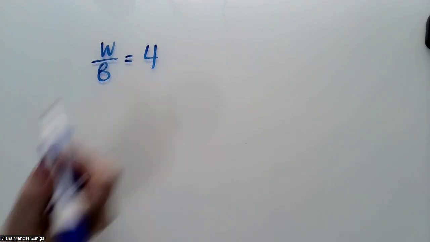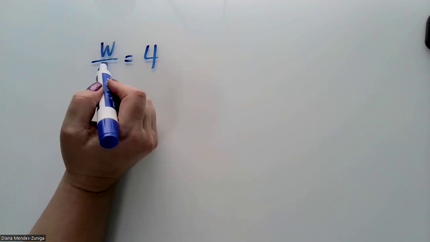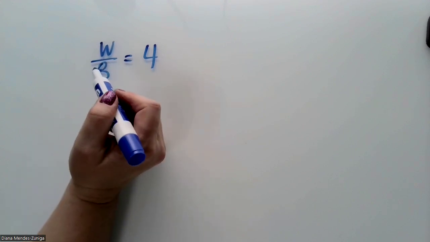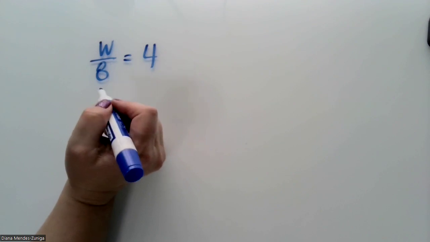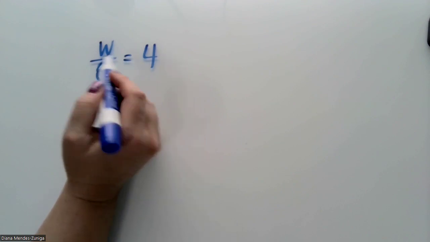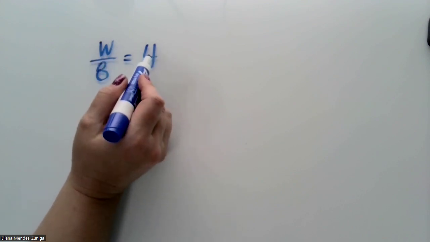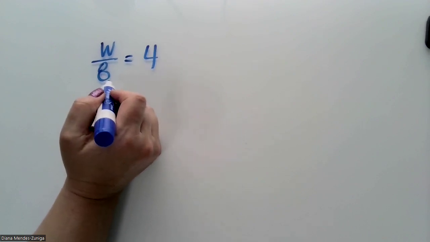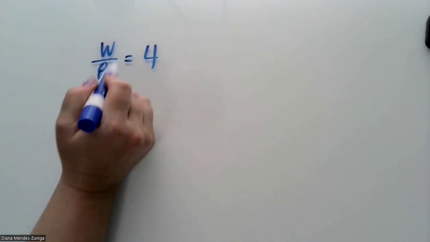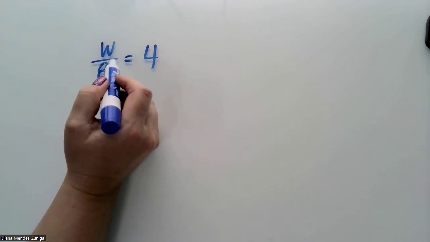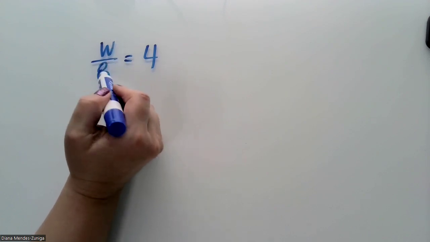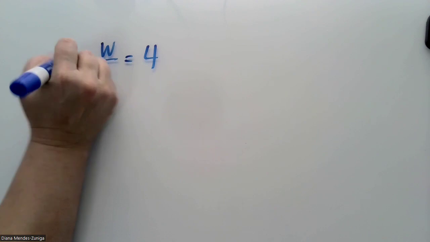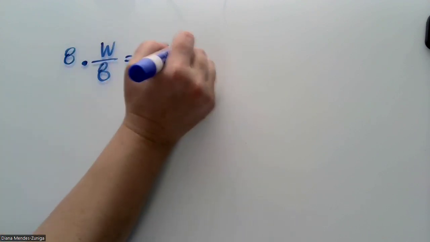Now this is a division problem, so we're going to do the inverse or opposite operation, which is multiplication. And what are we multiplying it by? Am I multiplying it by the 4? Am I multiplying it by the 8? We're always going to multiply it by the number that's attached to the variable, that's attached to the letter in your problem. So I'm going to multiply both sides by 8.